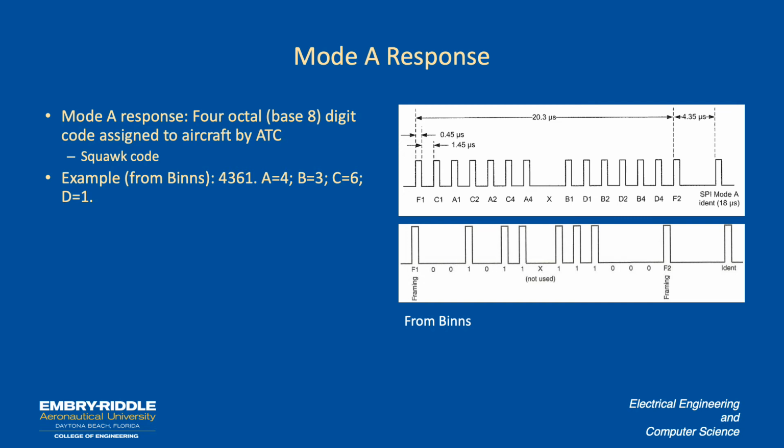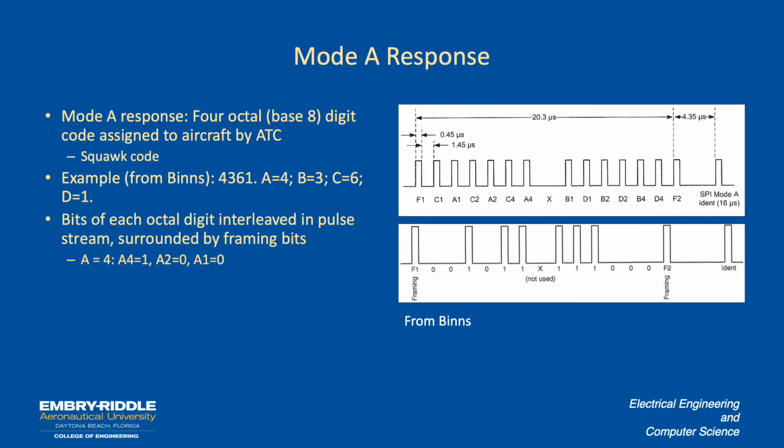In this example from the reading, the aircraft transponder code is 4361. These have an ABCD format. So the A digit is 4, the B digit is 3, the C digit is 6, and the D digit is 1. Each of these is coded as a 3-bit octal number. So the A, which is 4, is octal encoded as a 3-bit binary. You have a 1's bit, a 2's bit, and a 4's bit.